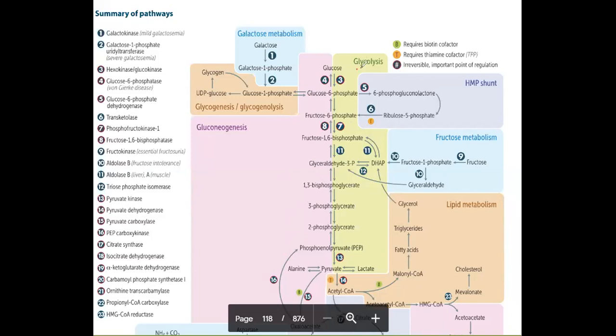Now you see this is glycolysis, and in glycolysis this whole pathway is going on, and we go from glucose 6 phosphate to glucose 1 phosphate and UDP glucose, and then glycogen is formed. But in a similar way, this glycogen can be degraded into glucose 1 phosphate, and from glucose 1 phosphate to glucose 6 phosphate.